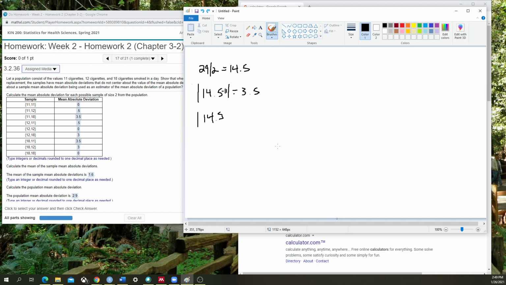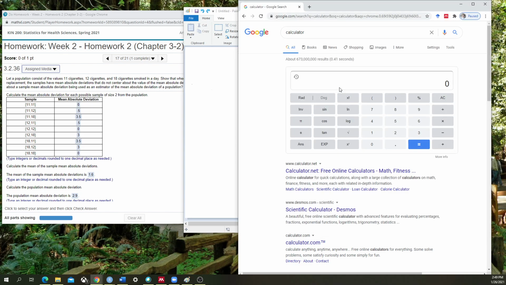What we do next is, so you should check that, and you should be able to get all of that correct. The next thing we do now is we are going to take the mean of the sample mean absolute deviations. Alright, so in order to do this, I am going to actually use a calculator. So I know that there are 9 values here from my mean absolute deviation column. 1, 2, 3, 4, 5, 6, 7, 8, 9.